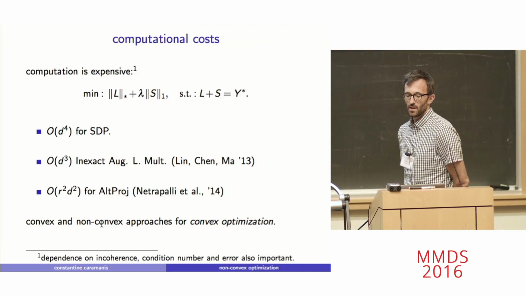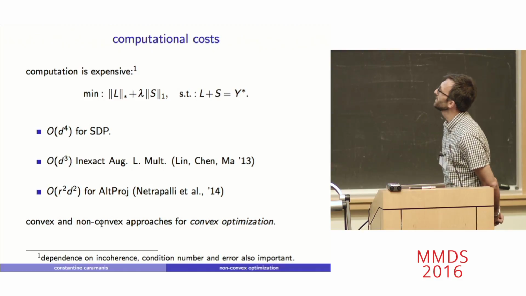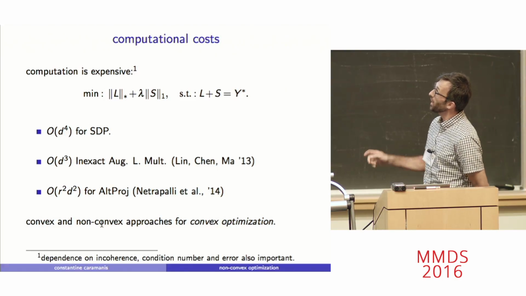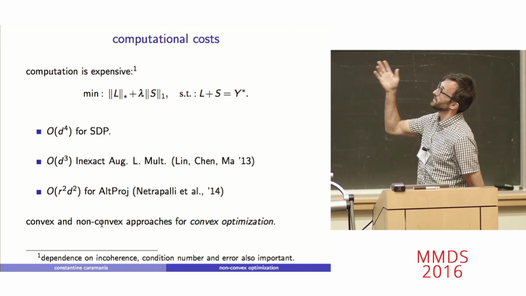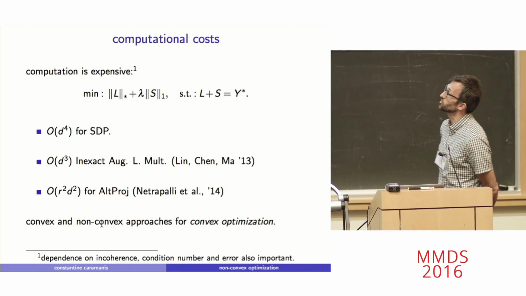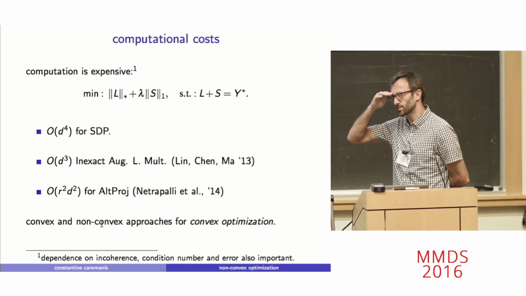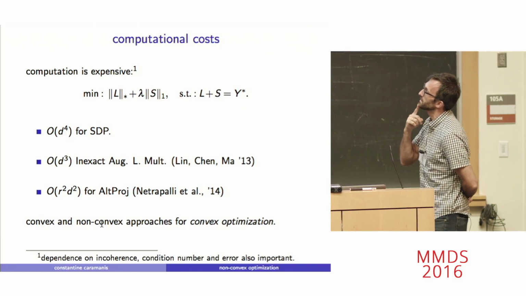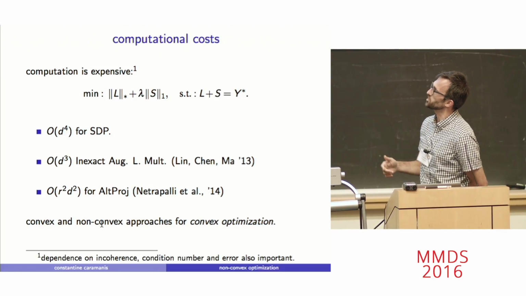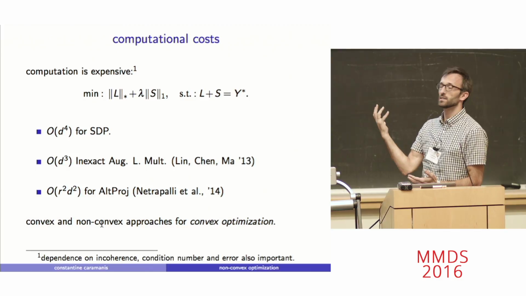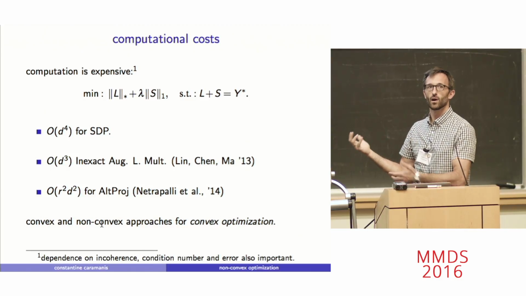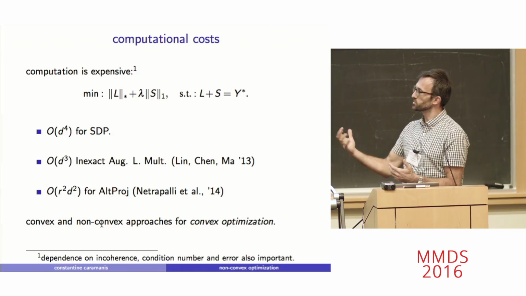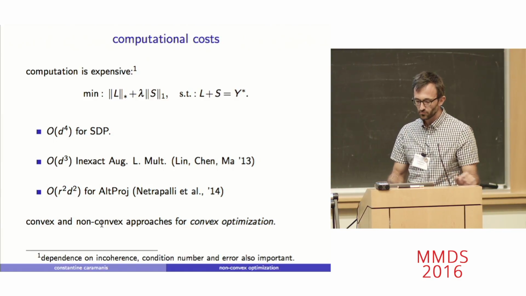And then Netrapali, Sanghavi, and Jain, and Anand Kumar a few years ago looked at a non-convex approach for solving this convex problem. And they significantly reduced the complexity from D cubed to R squared D squared, which is getting pretty close to SVD. So the SVD cost would just be RD squared. So they got R squared D squared. And what their solution called alternating projection basically did is it subtracted out the big elements, put them in the sparse set, and then did an SVD of the remainder, and then repeated. So it basically did repeated SVD back and forth. So it was alternating projection onto a sparse component, and then projecting onto a low rank component.